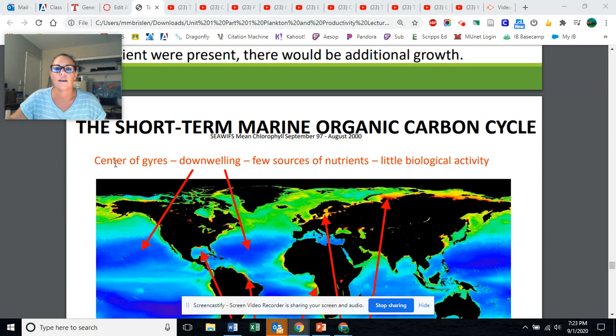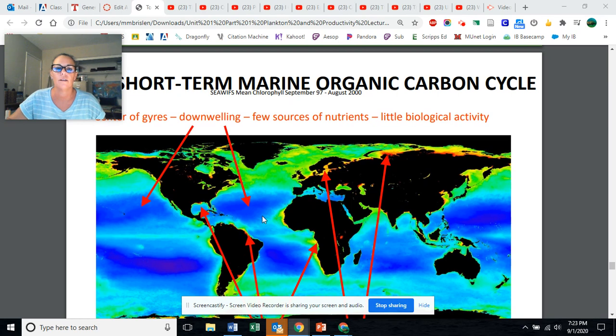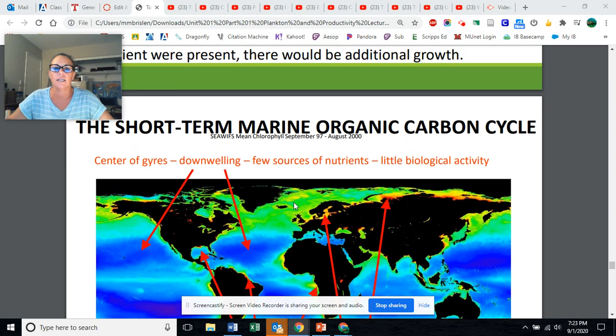And then looking at particular healthy areas, so short-term marine organic carbon cycles. So where the water basically has upwellings and downwellings, and really we're trying to get as much upwelling as possible, because that's where the nutrients are kind of being stored and we like to have that brought to the surface. So we need mixing in our ocean.